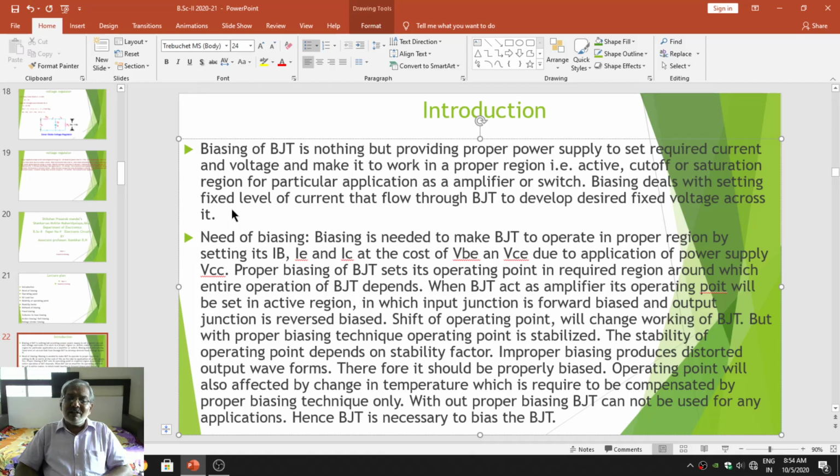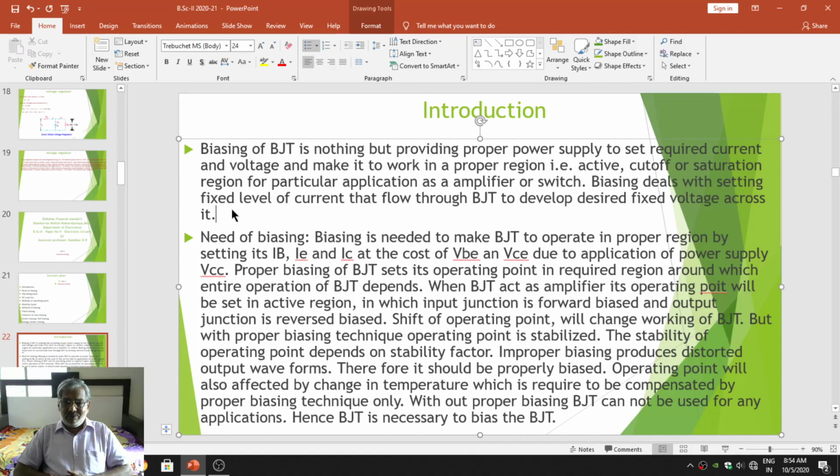It may be operated in reverse mode of operation. All these operations are possible, only depends upon how we are going to connect the power supply to the bipolar junction transistor.